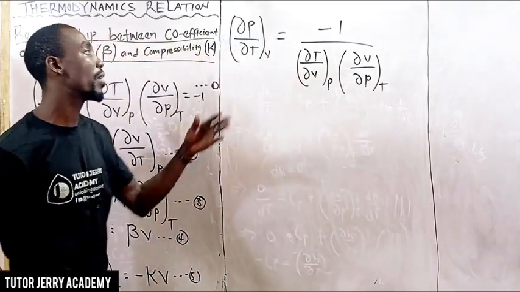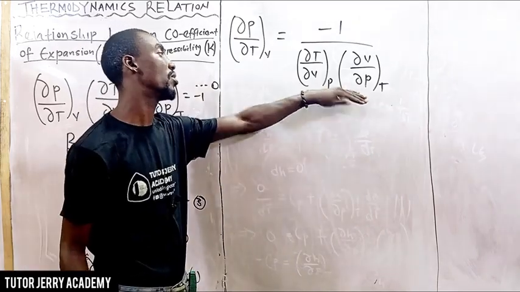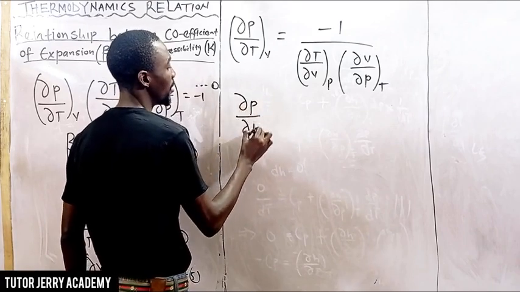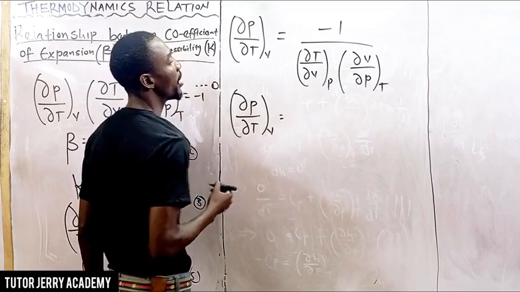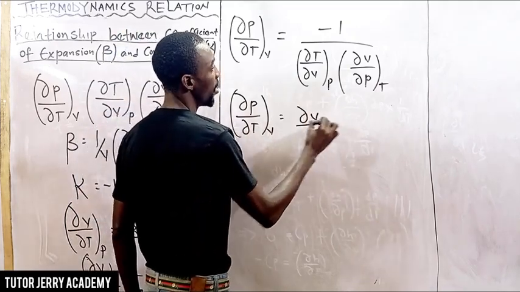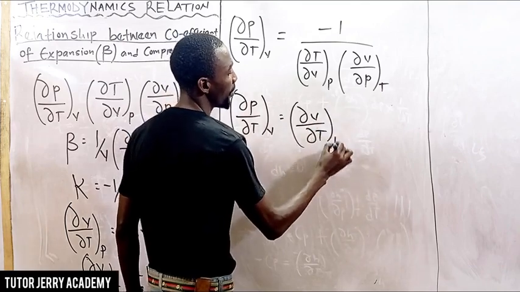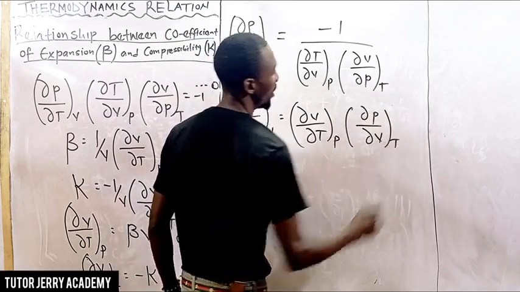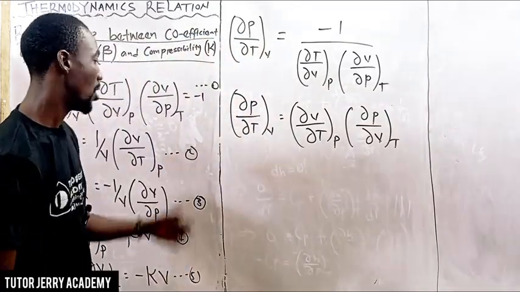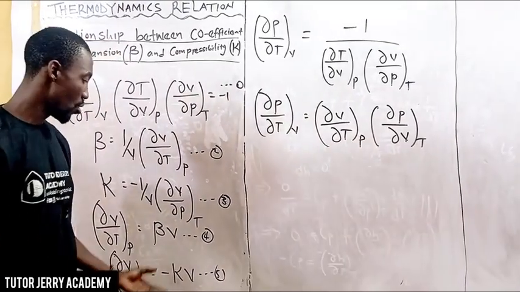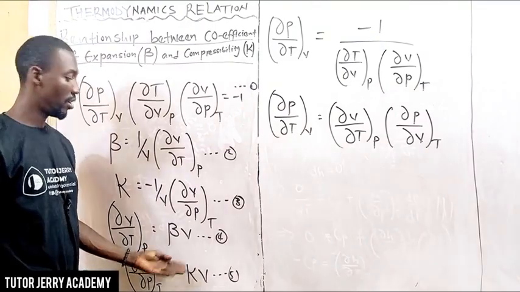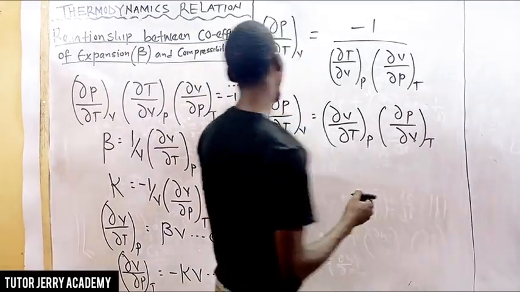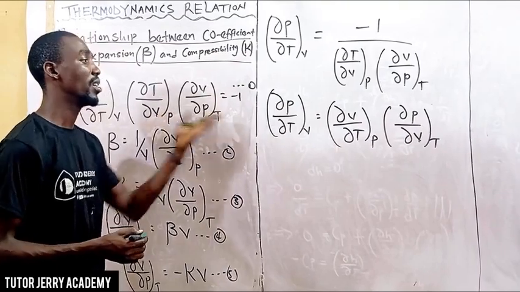All right, so now the next thing we are going to do is take the inverse of this, so that everything here will go back up. So the partial derivative of P over the partial derivative of T, keeping V constant, will be equal to the partial derivative of V over the partial derivative of T, keeping P constant, times the partial derivative of P over the partial derivative of V, keeping T constant. So this is what we are going to get now. All right, now we can make our substitution. We are going to substitute equation 4 and equation 5 into this equation. It's from equation 1 that we just deduced this.